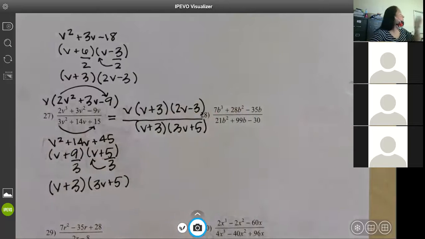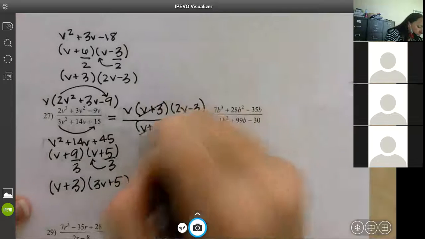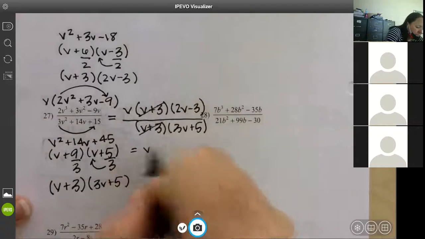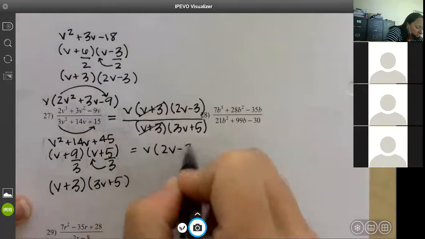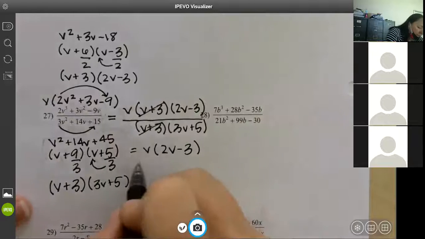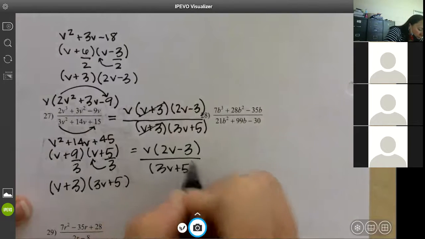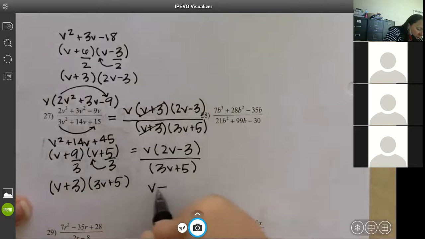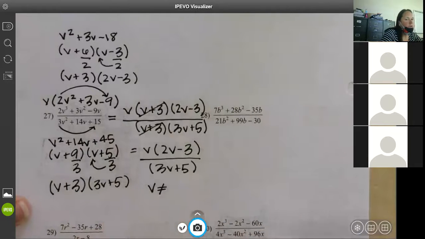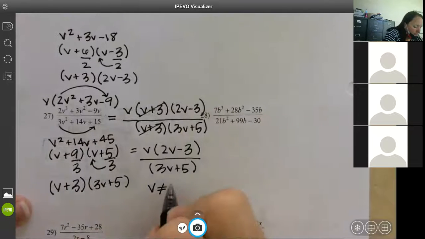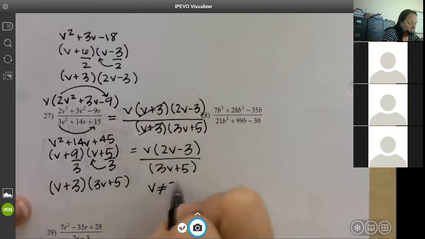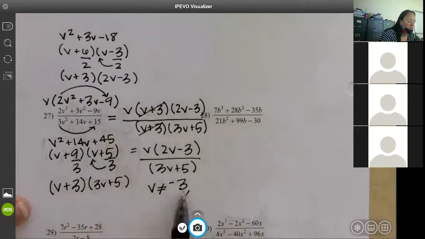Now you factored, it's back to marking out and finding your holes and asymptote. So what can I mark out? So my final is v times 2v minus 3 over 3v plus 5. We know that v cannot equal what as a whole? Where's our hole? Negative 3. Negative 3. And then we'll have a vertical asymptote.